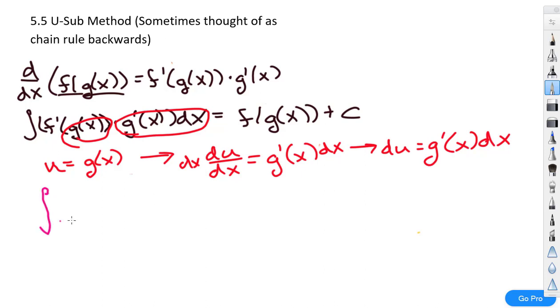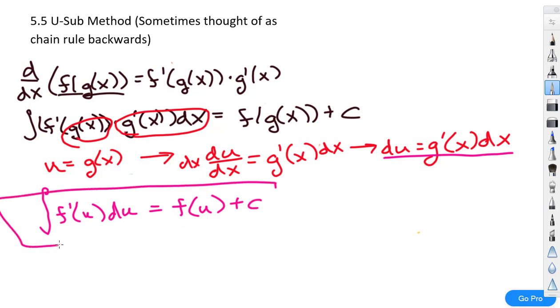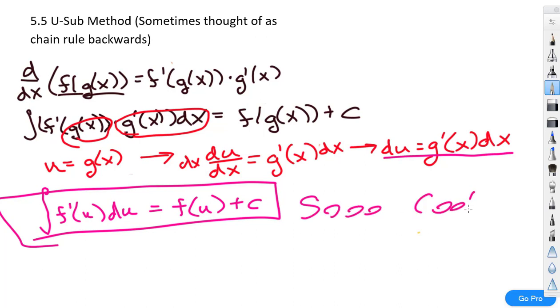So this is going to be the integral of f prime of u, because remember, g of x, I set that equal to u, times, and now instead of g prime of x dx, I can just replace that with du. Now remember, the antiderivative cancels out that derivative, so what I get back is just f of u, which is so cool. I know I didn't have to write that, but I really do think that the u-substitution method is just the coolest thing ever.